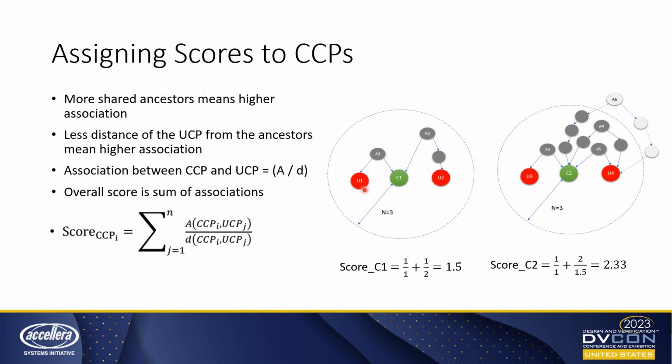As you can see, both C1 and C2 have the same number of UCPs in their n-hop neighborhood, but the score is basically saying that C2 is more closely tied to the UCPs in its neighborhood than C1. So we use these scores to compare CCPs to figure out how good they are in terms of those criteria that we mentioned.